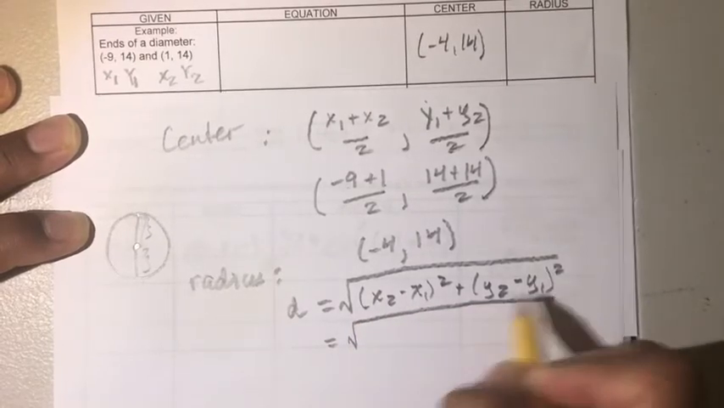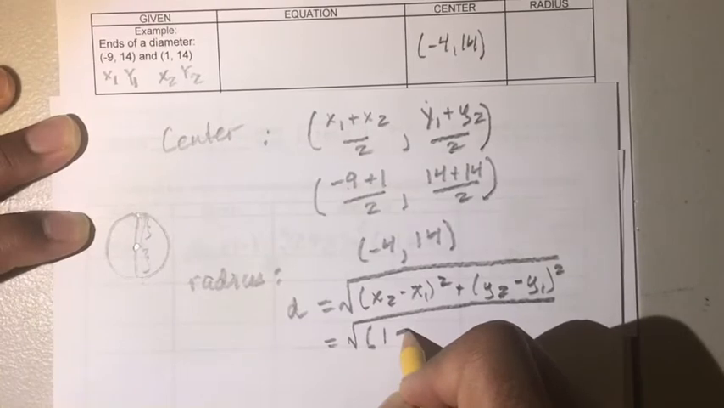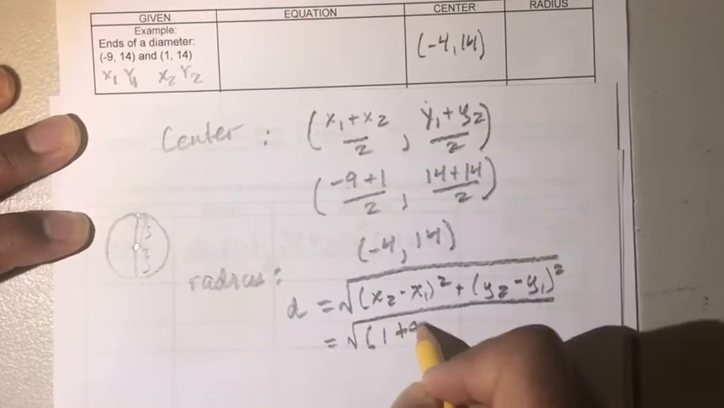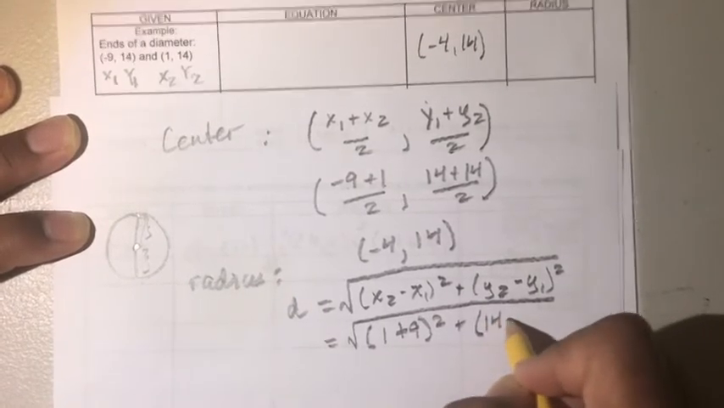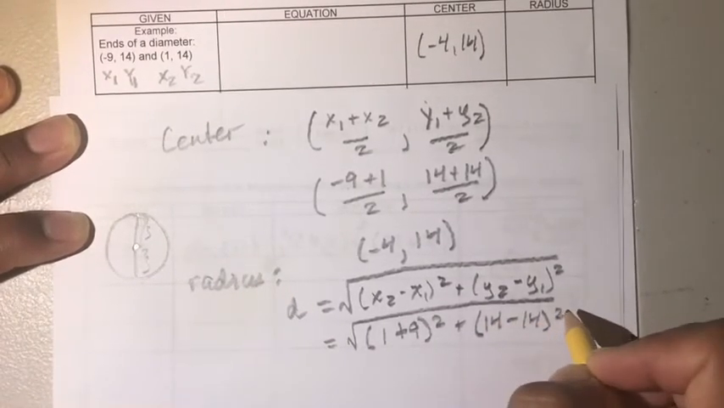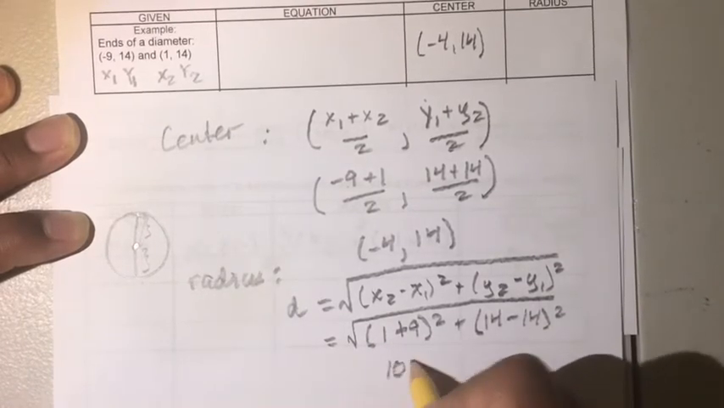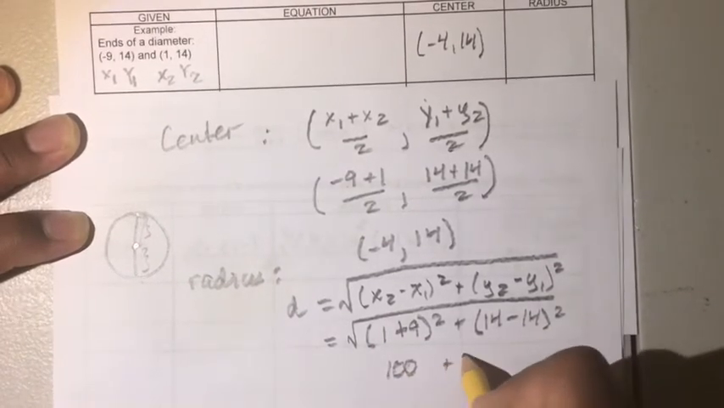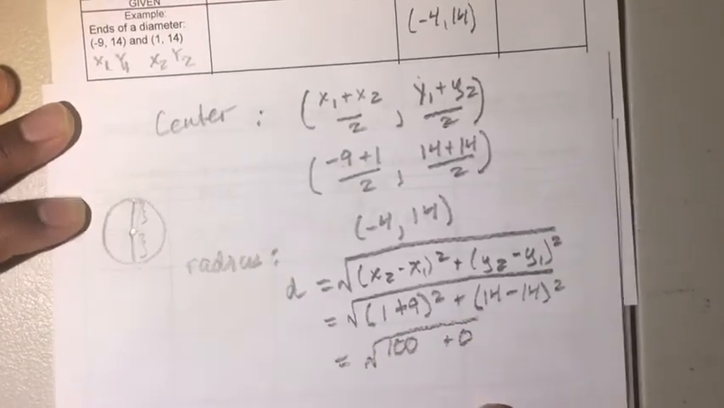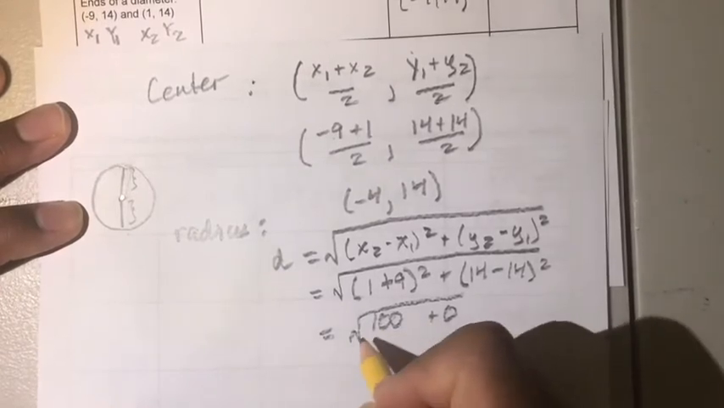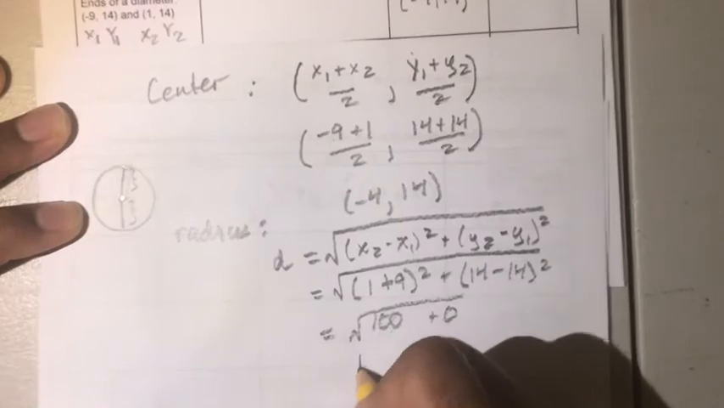It can confuse me. x2 is 1 minus x1. x1 is negative, so it becomes plus here. y2 is 14, minus 14. Okay, 1 plus 9 is 10, 10 squared is 100. 14 minus 14 is 0, squared is 0. So the diameter, move this up a little bit, is the square root of 100 plus 0. 100 plus 0 is 100, square root of 100 is 10.